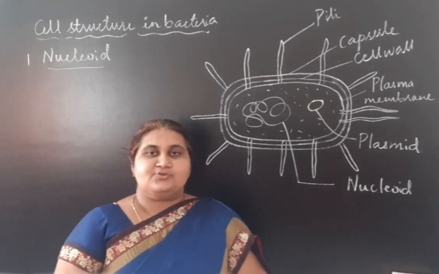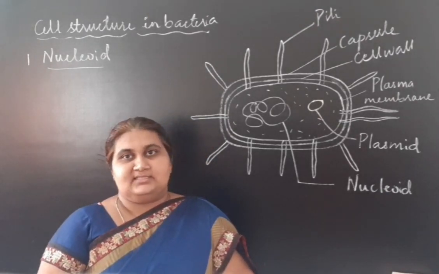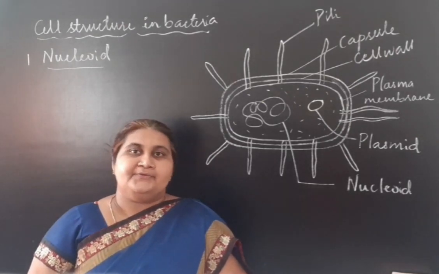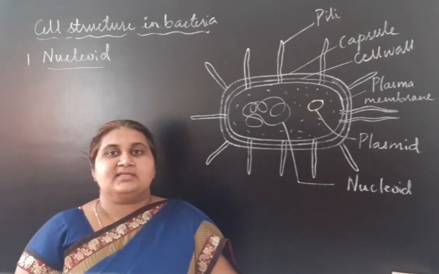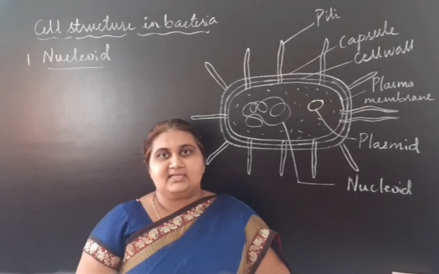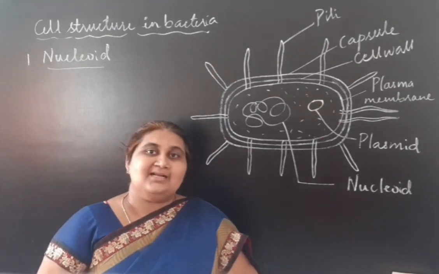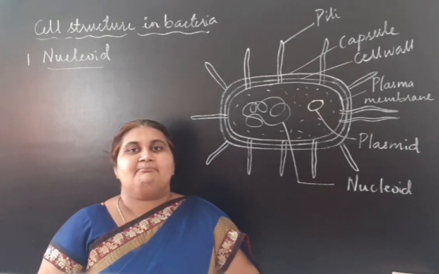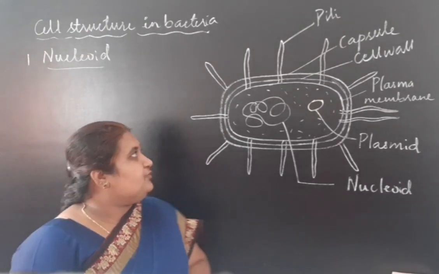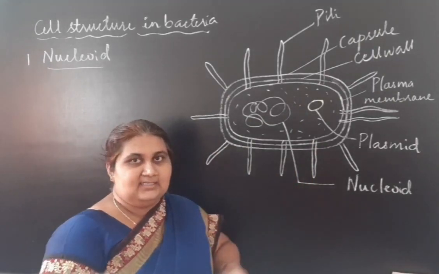In the last class you have studied classification of bacteria. It might be based on shape or based on nutrition. Before studying about the methods of reproduction in bacteria, first you have to know some terms related to the cell structure in a bacterial cell. So you know that this is a diagram of a typical bacterial cell.